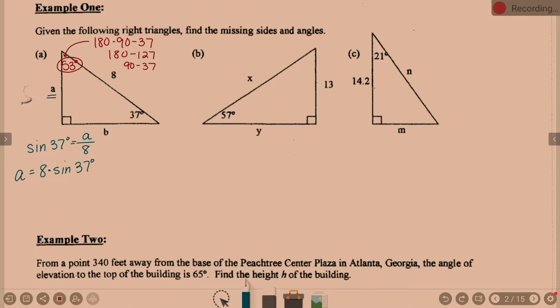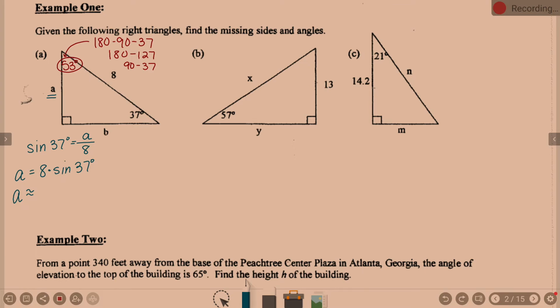Do you know the sine of 37 degrees? No. Is that one that was on our chart? We've got 30, 45, and 60 as our three magic angles. We're not going to see those today. So this means we have to go to the calculator. So these are calculator required problems. And it is as easy as typing in 8 sine 37 degrees.